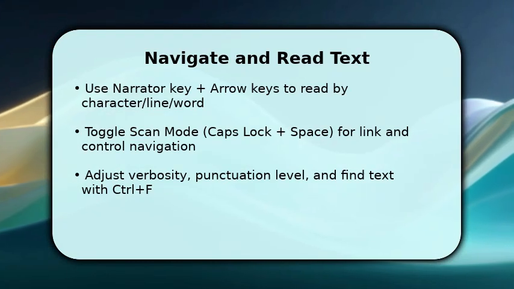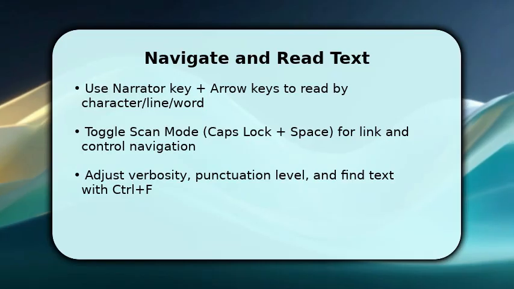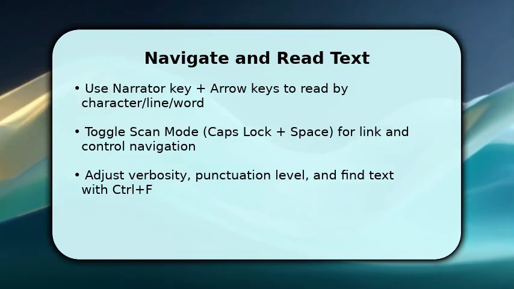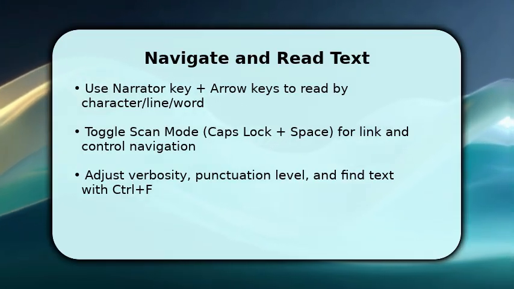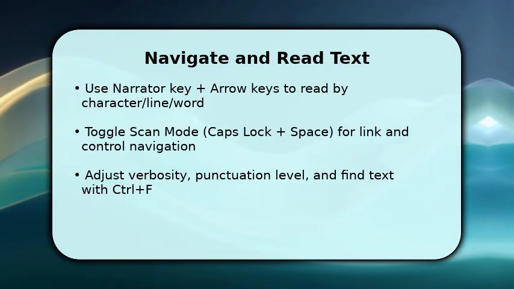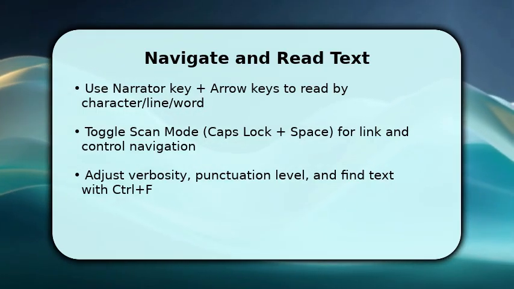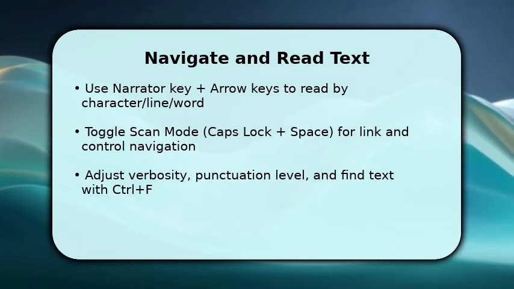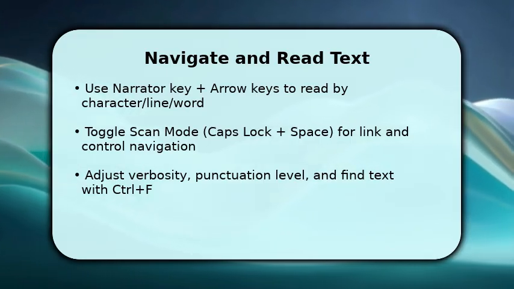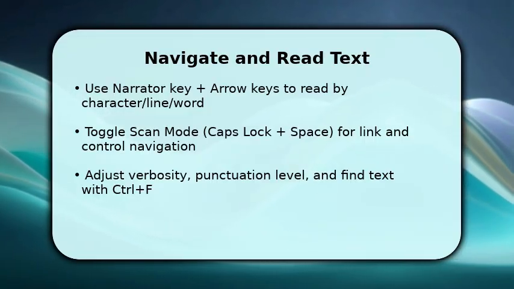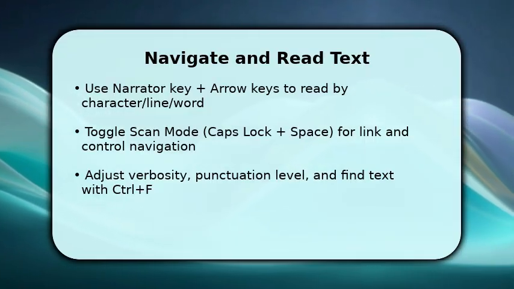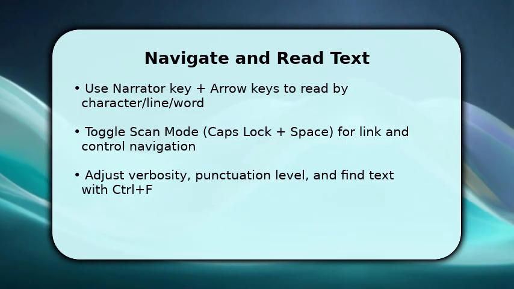Now focus on reading and navigation controls so you can move through windows and documents. Use the Narrator key plus right/left arrow to read the next line or previous character. Narrator key plus up/down arrow reads by paragraph or line depending on your setting. Activate scan mode with Narrator key plus space to navigate links, buttons, and headings. It makes web pages act like a list.